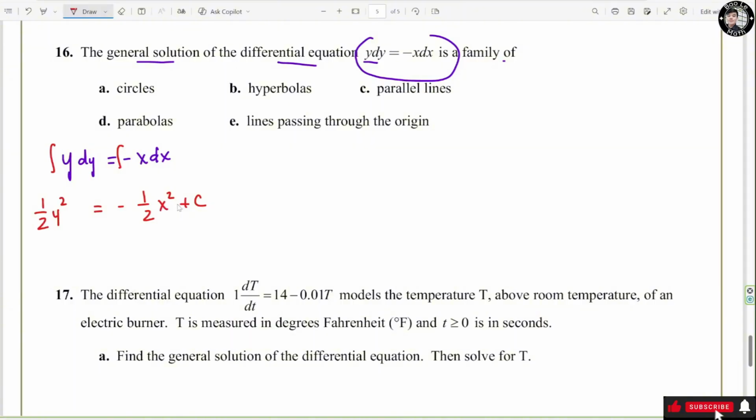Now I'm going to multiply both sides by 2. So I have y squared equals negative s squared plus c1, right? Because 2c, I can rewrite this one as another c. I'm going to add s squared to both sides, so I have s squared plus y squared equals c1, right? This one is actually the equation of a circle. So the answer must be A.